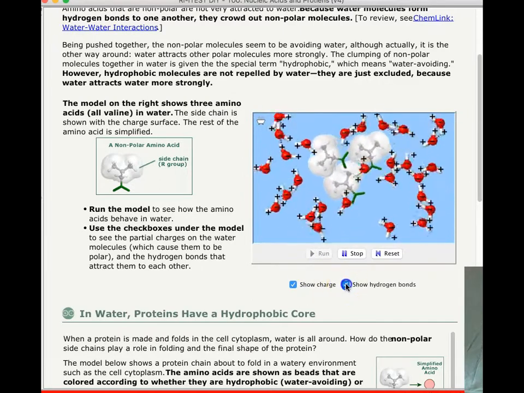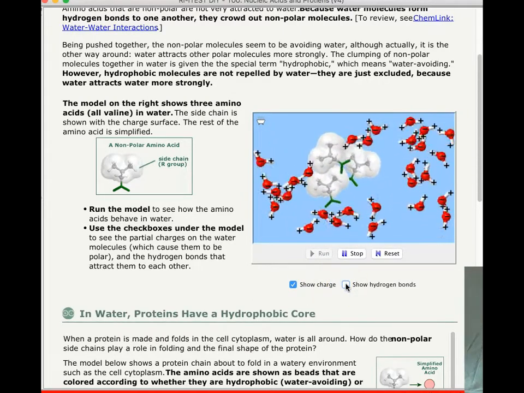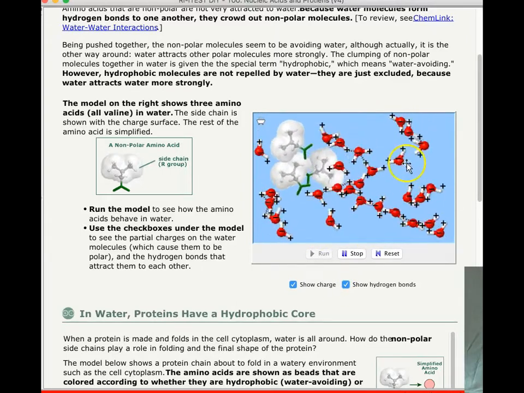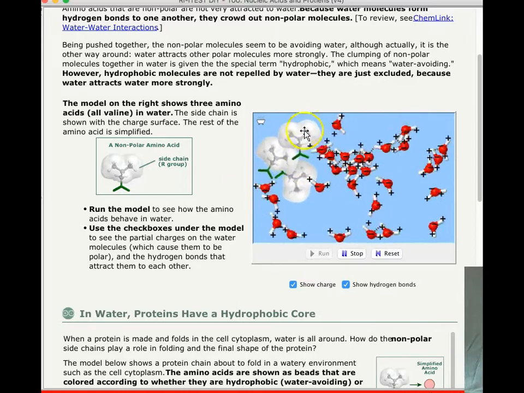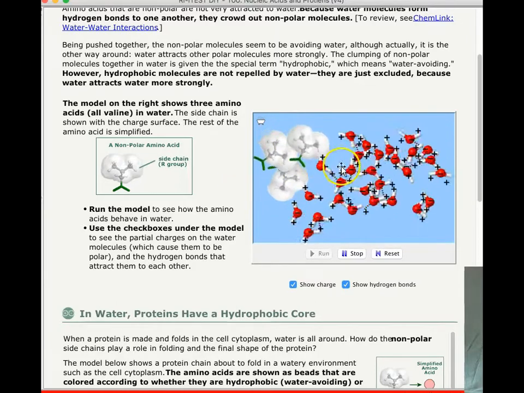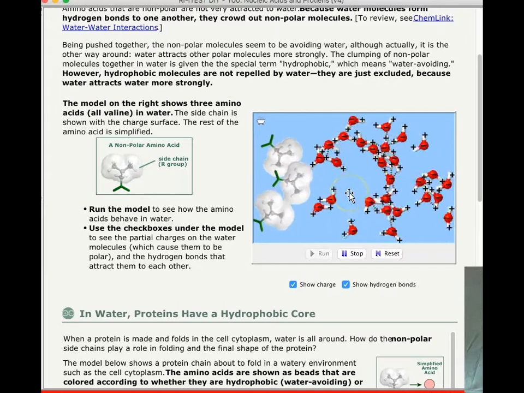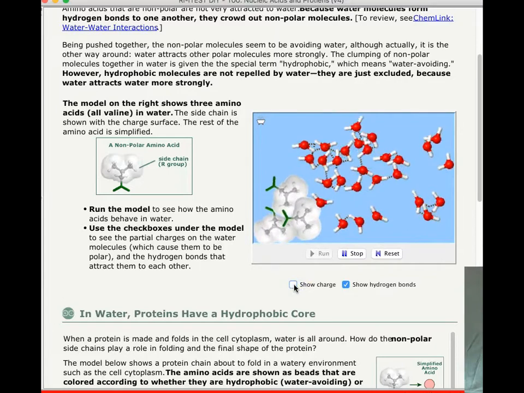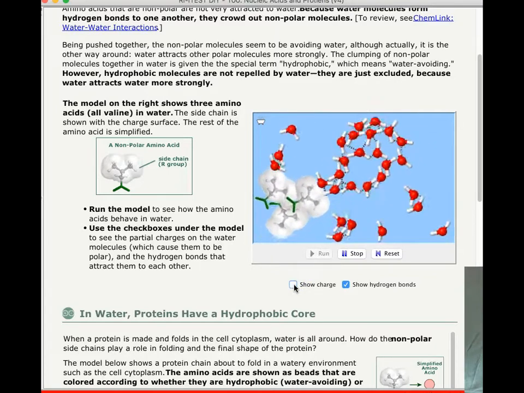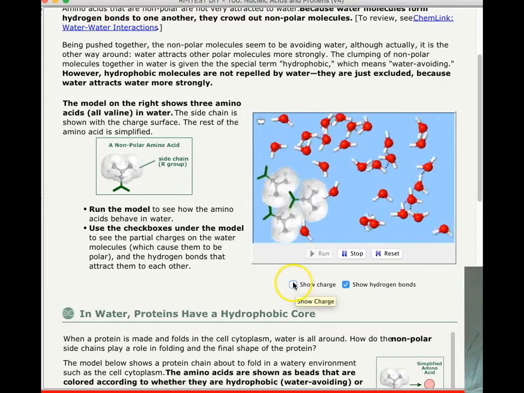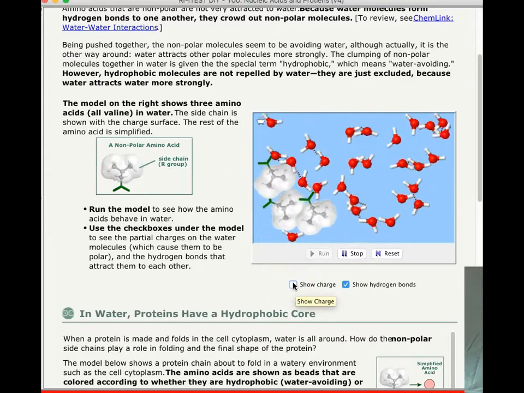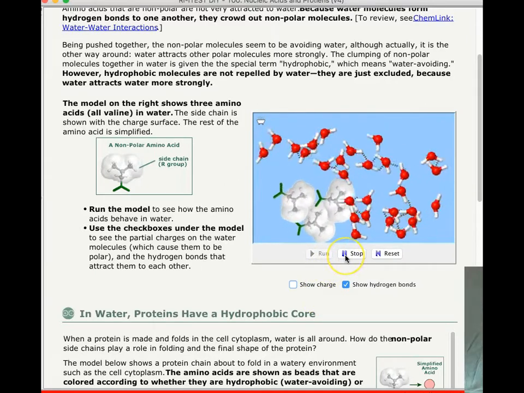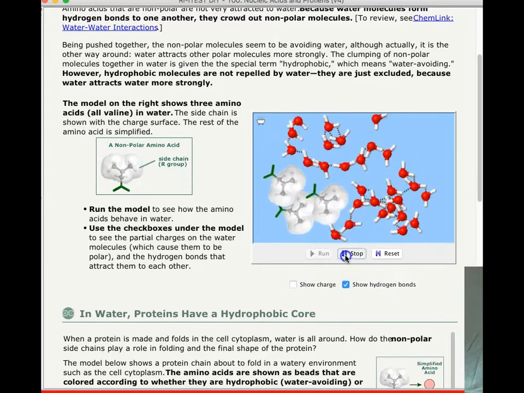You can see that show hydrogen bonds is on. I'll turn it off so you can see the difference. Hydrogen bonds are just these little dotted lines, and they're happening between the water molecules. But are they happening between the amino acids or between the amino acids and the water? We can turn off show charge too, so you can see just the hydrogen bonds a little bit better. So it's important to note how these nonpolar amino acids are going to interact with each other and with water.